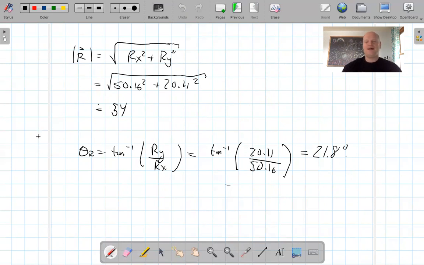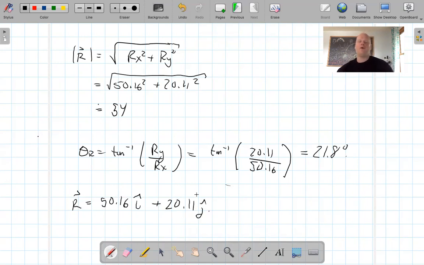Okay. So good. Now, finally, if we wrote this in unit vector notation, we would just say that R is equal to its x component, which is 50.16 i hat. So this is what tells me it's pointing in the x direction, plus 20.11 j hat, which tells me it's pointing in the y direction. So again, the way I would read this is, whatever shows up in front of i hat is the x component, because this is what tells me it points in the x direction.